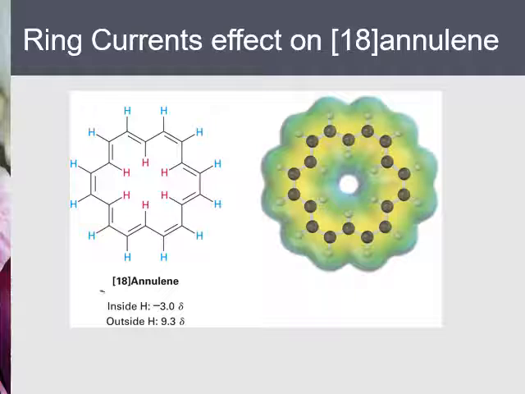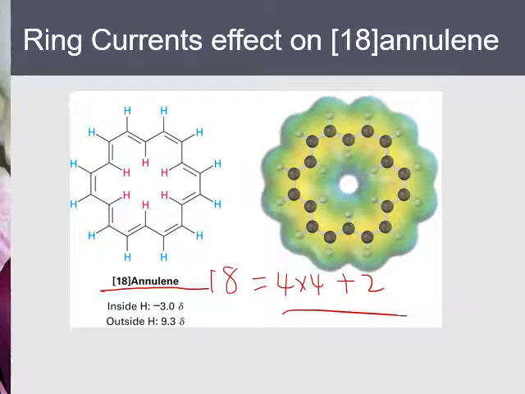For example, 18-annulene has 18 carbons and therefore 18 pi electrons. 18 equals 4 times 4 plus 2, and that's the 4n+2 rule, and it is a cyclic conjugated planar structure, and therefore this is an aromatic compound. Hydrogens around the ring, or outside the ring, have a chemical shift of 9.3, and that's due to the de-shielding effect. And the hydrogens inside the ring have a chemical shift of -3, and that is due to the strong shielding effect.